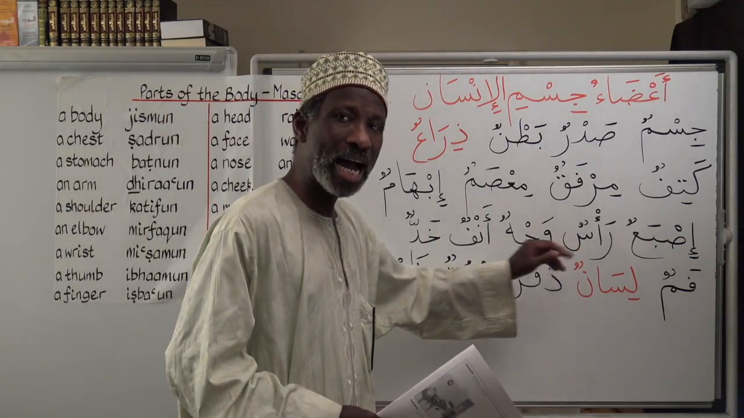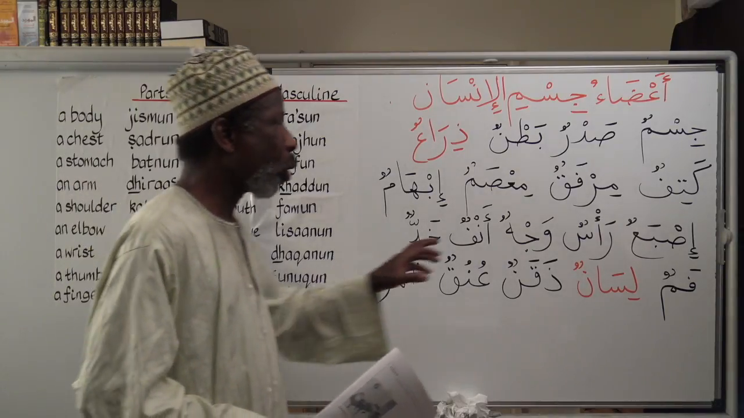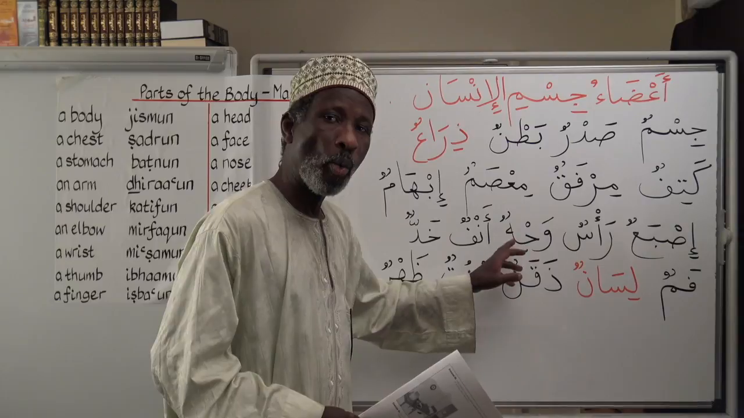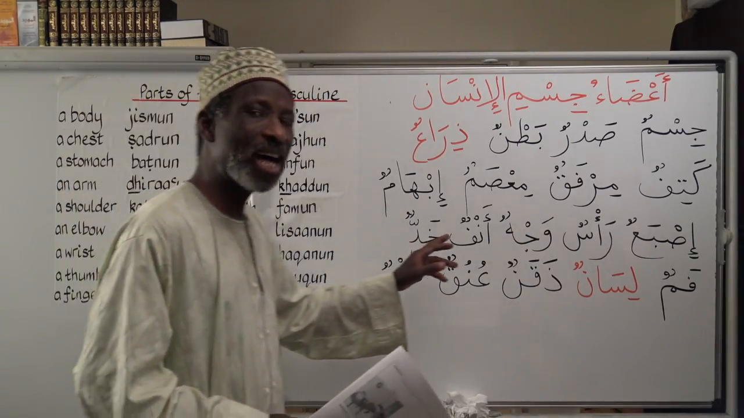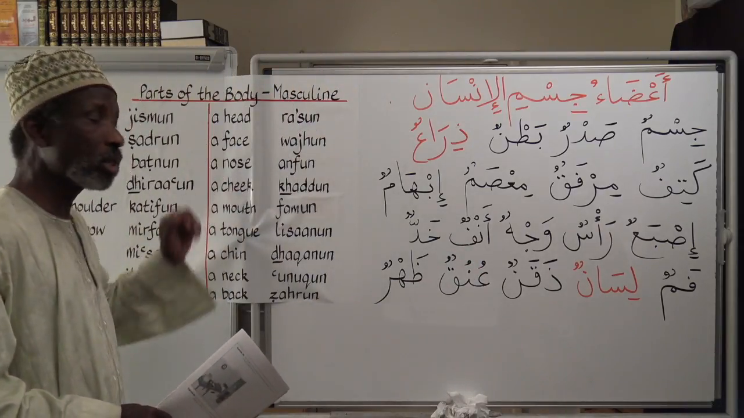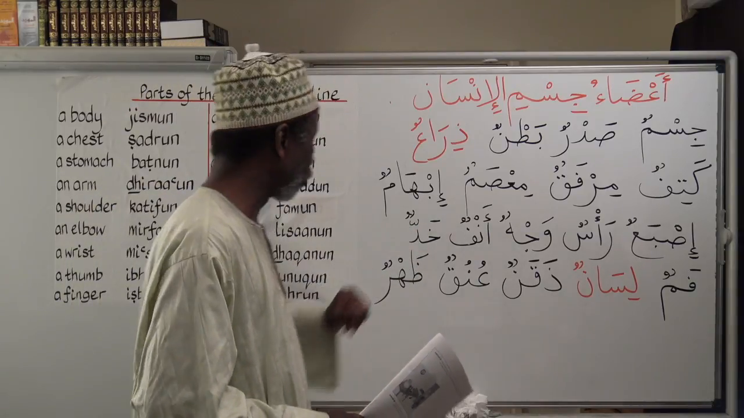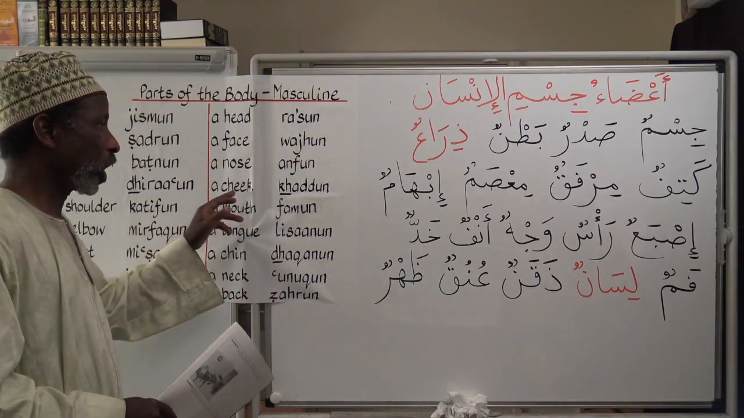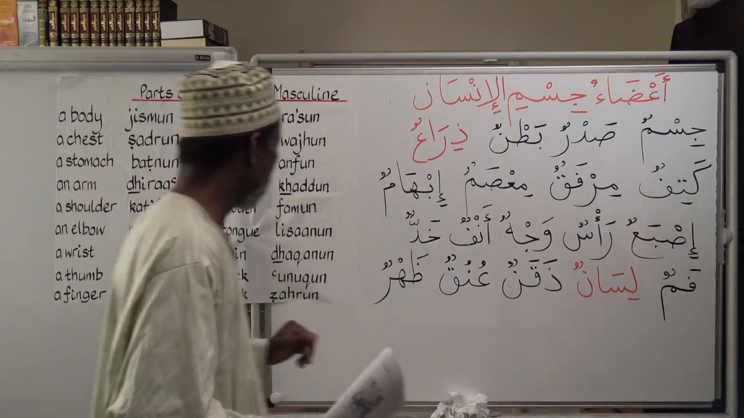Ra'sun, a head. Wajhun, a face. Anfun, a nose. Khaddun, a cheek. Famun, a mouth.